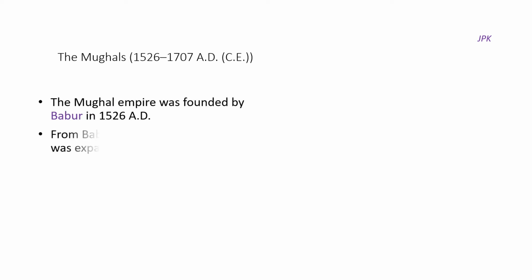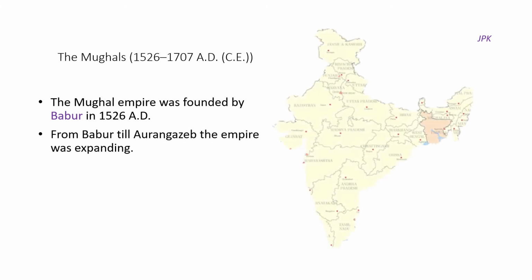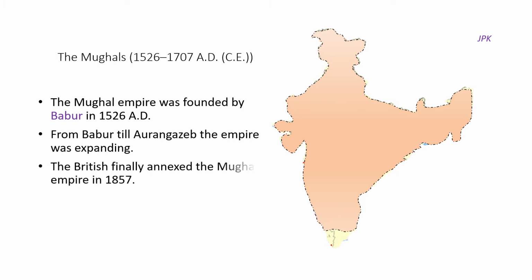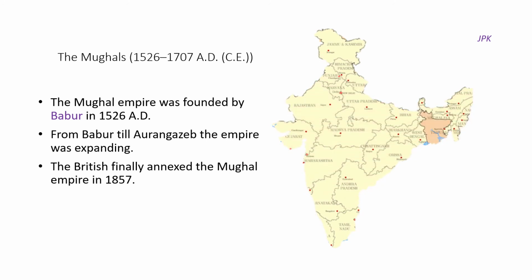Next, we move our attention to northern India. In northern India, an empire was established by Babur in 1526. By the 17th century, the whole of India was under the Mughal rule. The British finally annexed the Mughal Empire in 1857.